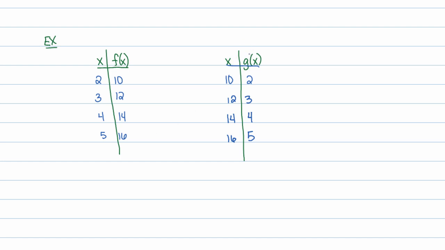Then here's another function, g. It takes 10 and turns it into 2. 12 turns into 3, and 14 turns into 4, and 16 turns into 5. Notice that g undoes f. That is, everything that f did to turn 2 into 10, g undoes by taking that 10 and turning it back into 2. F took 3 and turned it into 12. Well, guess what? G turns 12 back into 3. And so on and so forth. So g and f are inverses.